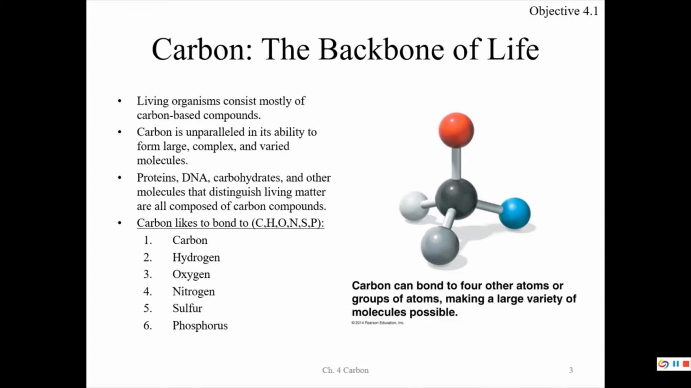Now, one of the things I like to say here is that carbon has friends it likes to bond to. I always call these the usual suspects, CHONSP. Carbon loves to bond to carbon, so it bonds to itself. Carbon loves to bond to hydrogen. Carbon loves to bond to oxygen, nitrogen, sulfur, and phosphorus. Okay, CHONSP, C-H-O-N-S-P. That's a good way of remembering the things that carbon loves to bond to form these compounds.